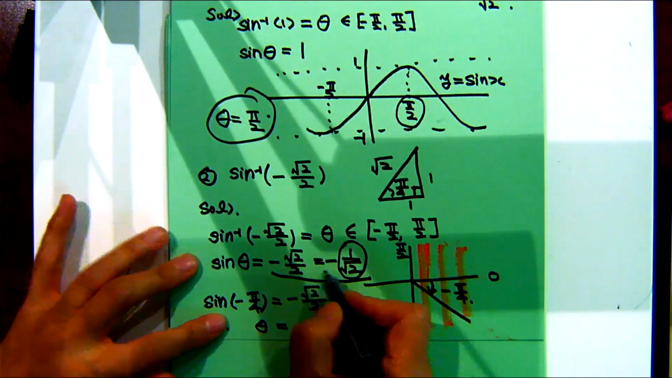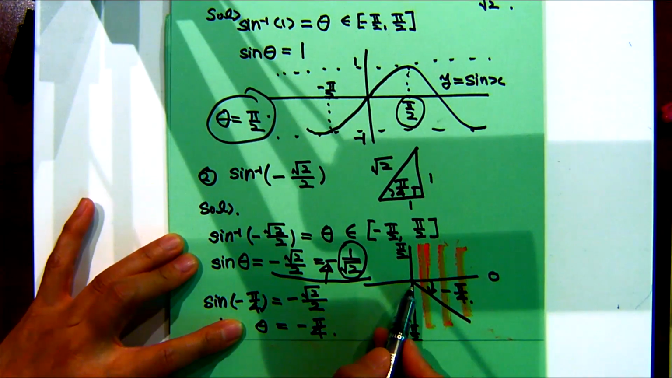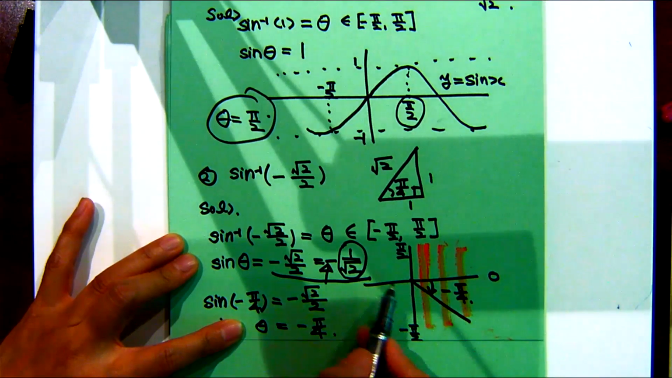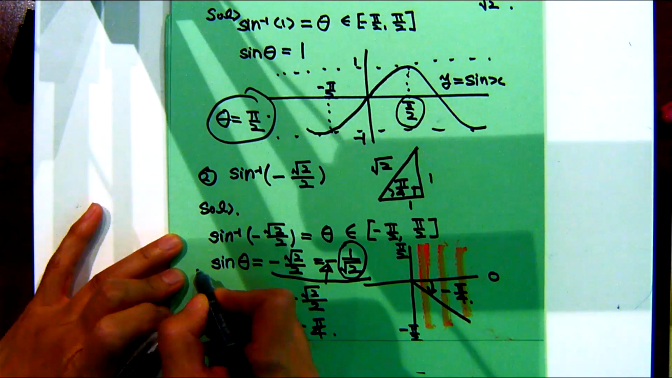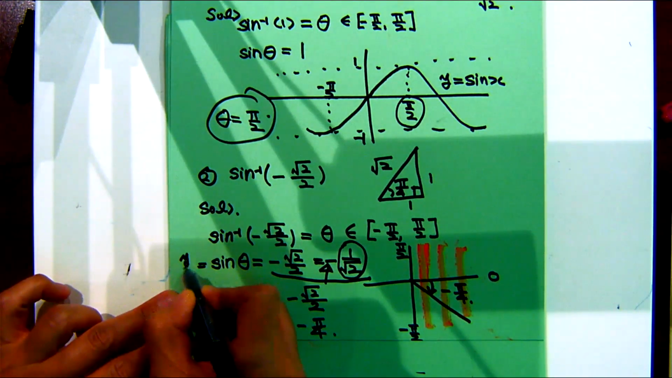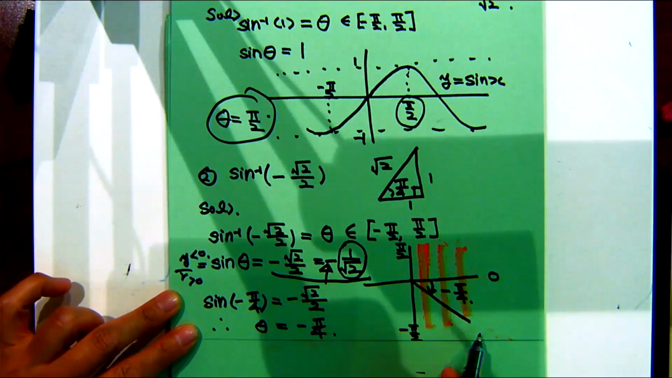Yeah, because this is a negative value, sine value is negative, so I locate the angle in the fourth quadrant. Because sine value is negative, that means sine is defined as y over r. R is always positive, so y must be negative. And so the angle must be located in the fourth quadrant, right?